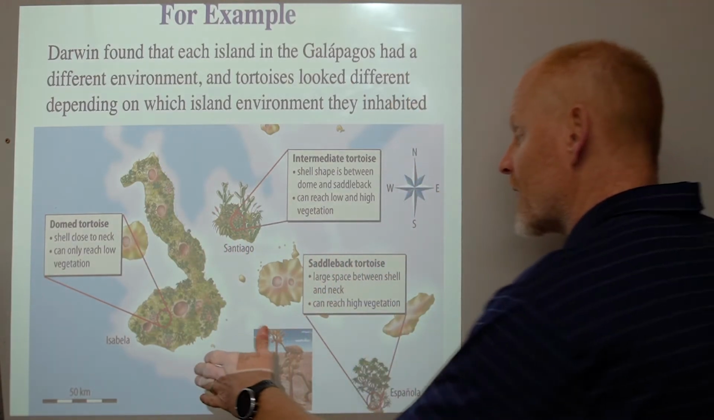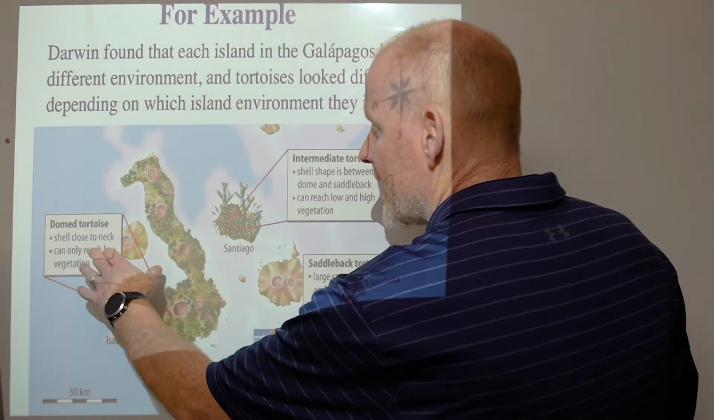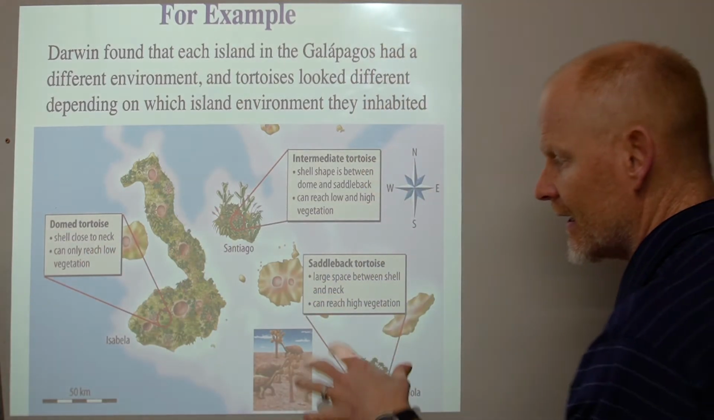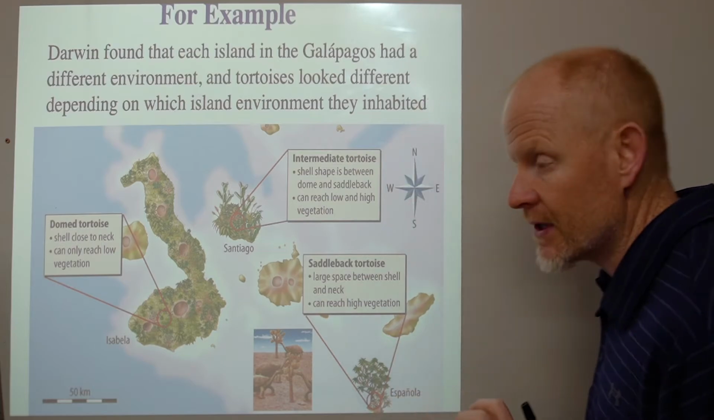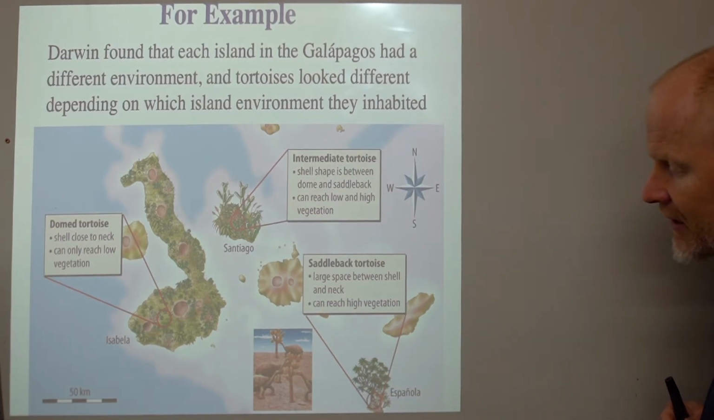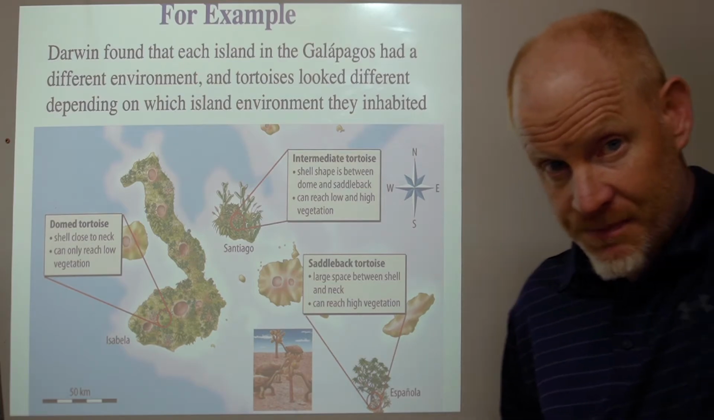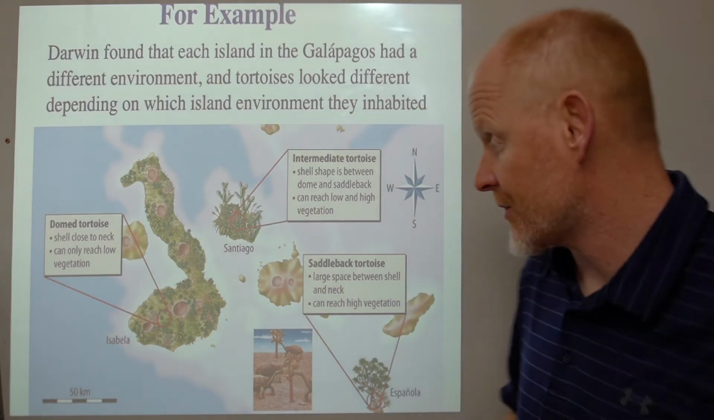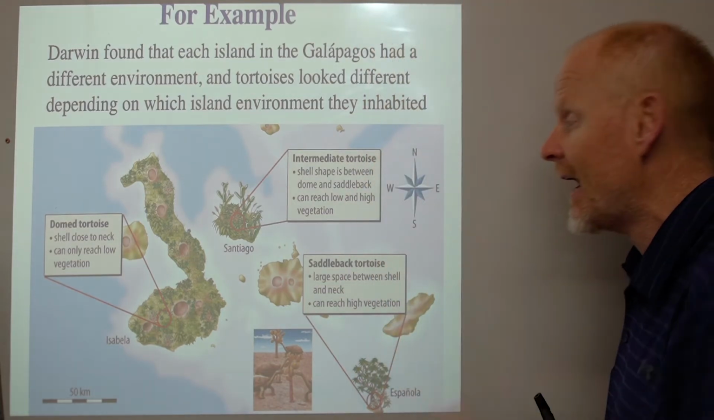And so dome tortoises here, which have a shell close to the neck so they can reach vegetation that's really close to the ground, are much different than the saddlebacks that are found way over here on Hispaniola, which have a very large space on the dorsal part of their shell so they can reach food sources that are very high.